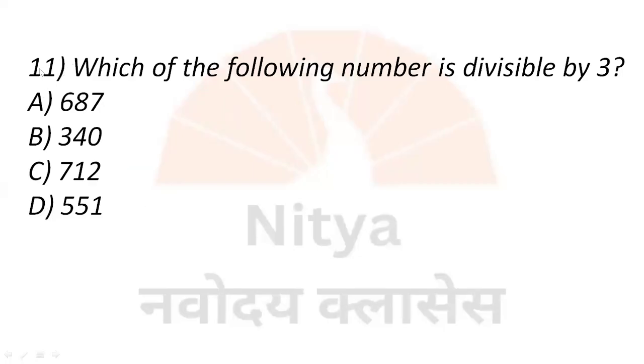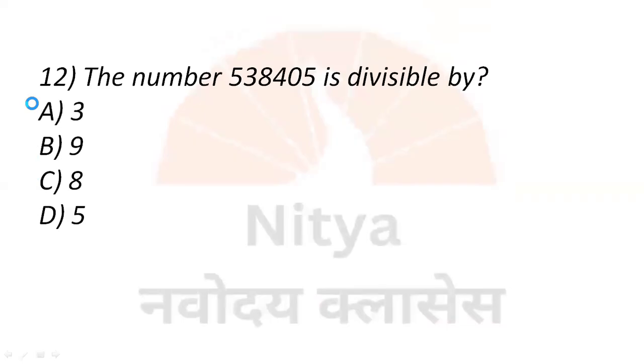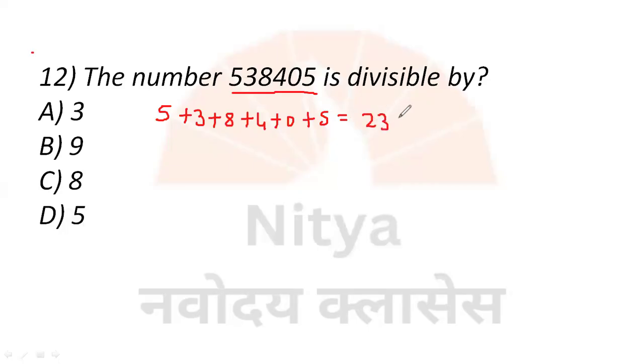Next question. The number 538405 is divisible by. Okay. This number divisible by, we have to check out. Okay. So see here. If you go with the options, okay, the 3. 3's divisibility rule is if we add these digits and the sum of these digits is divisible by 3, then the whole number is also divisible by 3, no? So when we add, we get 23. So 23 is not divisible by 3. Okay, so option number A is not our answer.